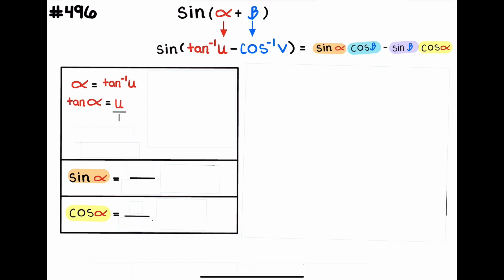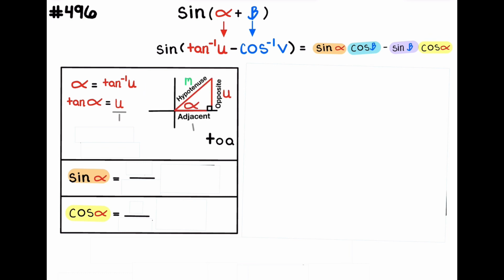This u can be put over 1 to make the opposite and adjacent stand out to help us build our right triangle on the bow tie. The u is the opposite, and the 1 in the denominator is the adjacent. Now we'll use the Pythagorean theorem to find the missing hypotenuse. So solving this equation, we end up with m equal to the square root of 1 plus u squared.